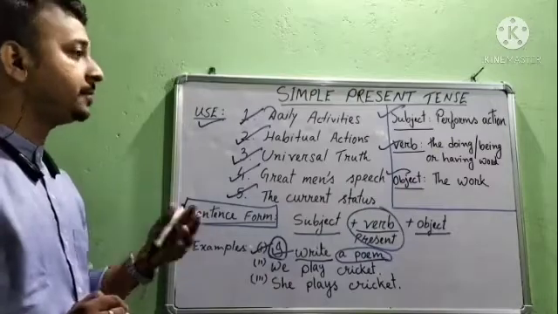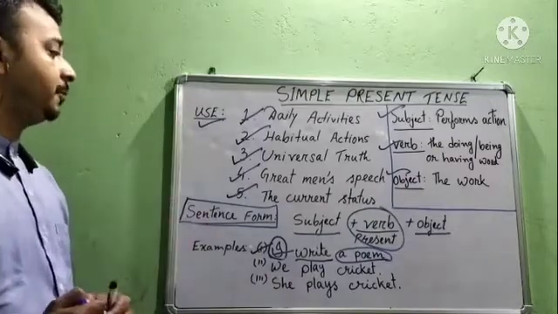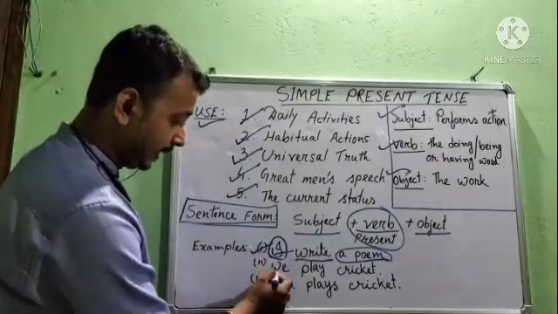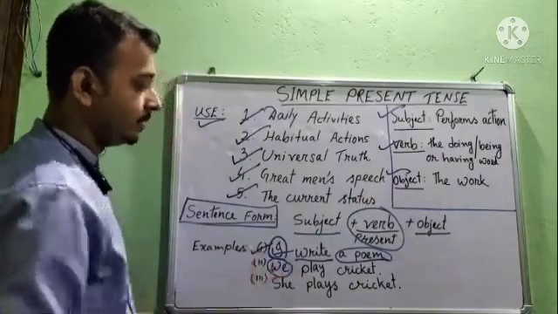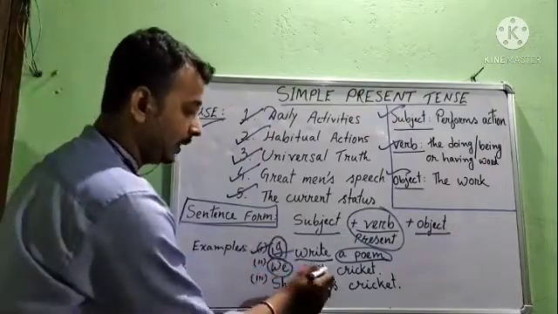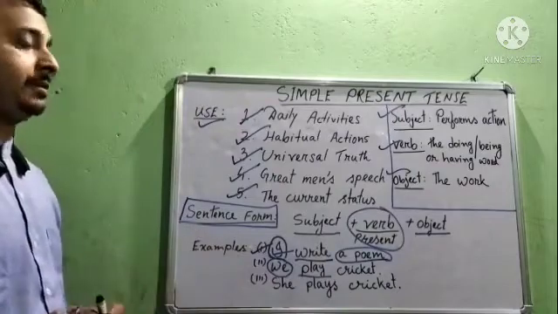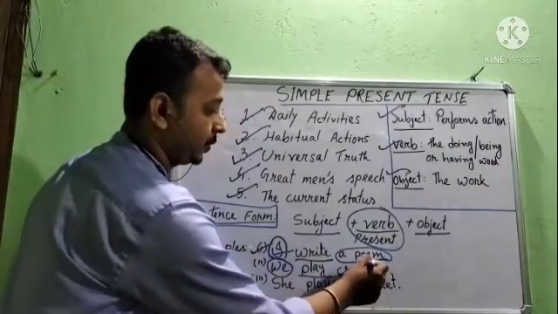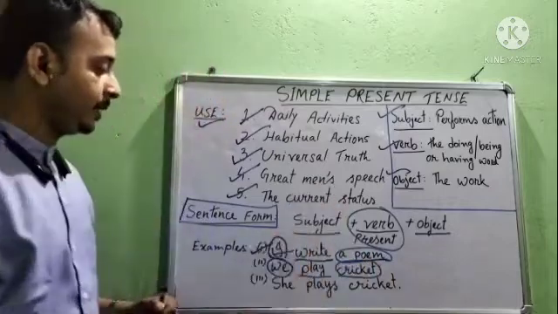So my hobbies and my daily activities are all in simple present tense. Next one, you see, we play cricket. So "we" is the subject. In the same way, "play", the doing word, is the verb in present tense, and cricket is the object.